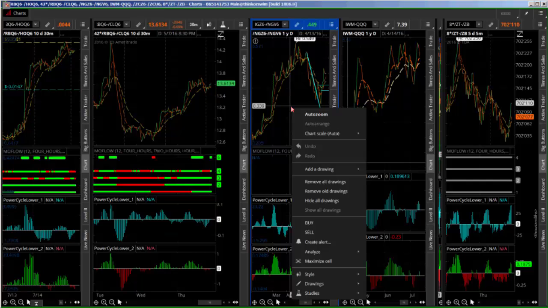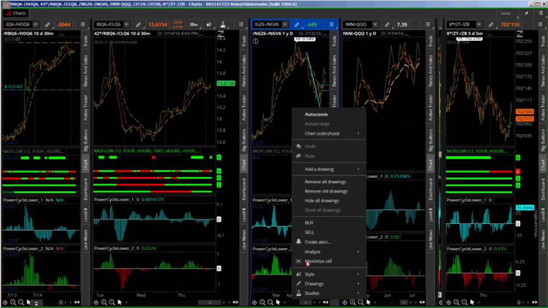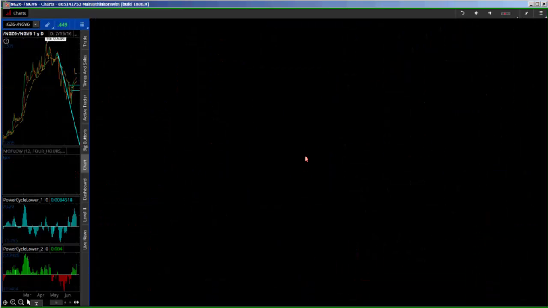Hold on. Okay. Computer's bogging down. So yeah, so this nat gas trade, put this on today right towards the close, right about where we are right now.